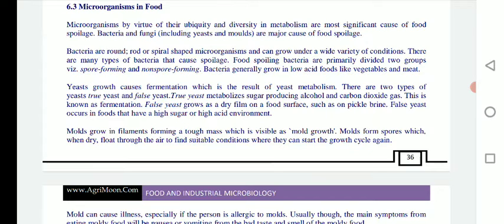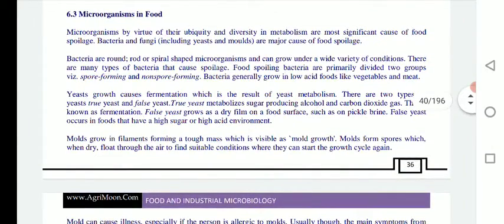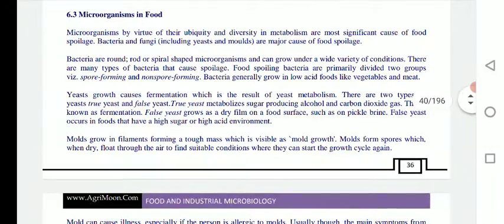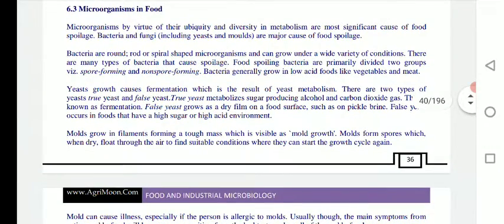They are present in soil, they are present in water, they are present everywhere. So like these areas, food is also a reservoir for different types of microorganisms due to availability of plenty of nutrients. So bacteria and fungi including yeasts and molds are major causes of food spoilage. Mostly, in case of microbial groups, bacteria and fungi are the predominant organisms that cause spoilage of food.